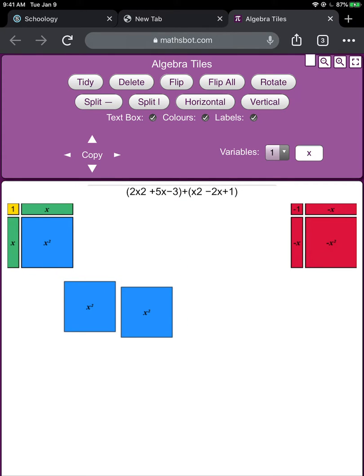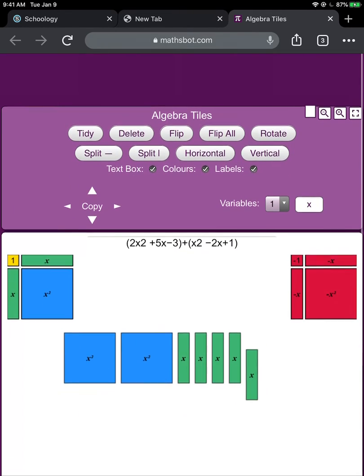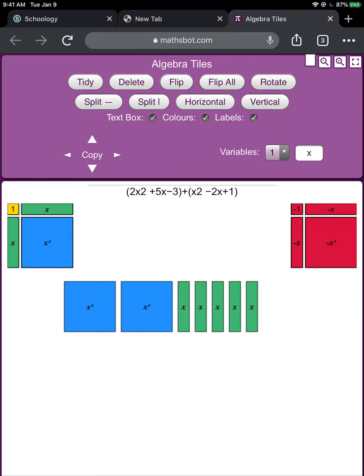So there's 2 of the x squared tiles. Plus 5x, so 5 of the green ones. Minus 3, so that's the red ones with the negative. Is anybody confused on how that represents 2x squared plus 5x minus 3? Any questions on that? Okay, now I'm going to represent this second expression.